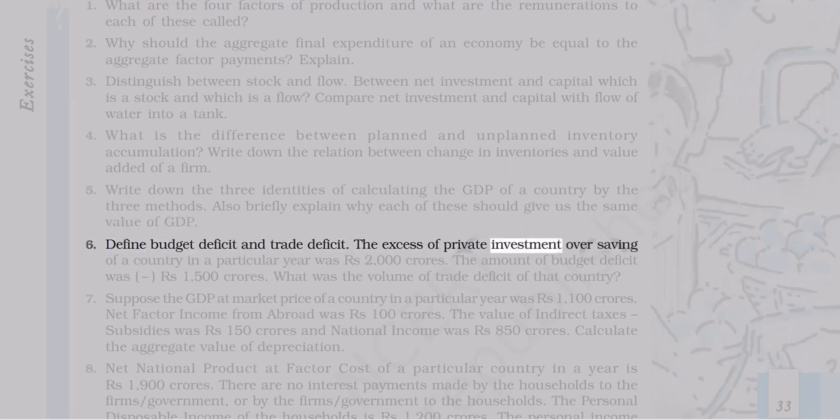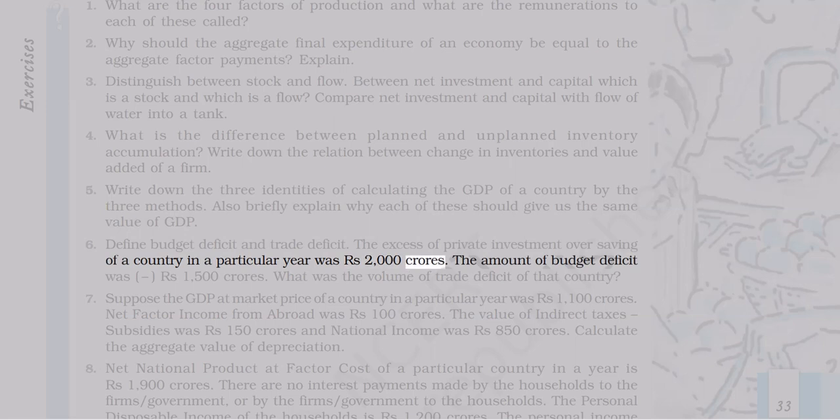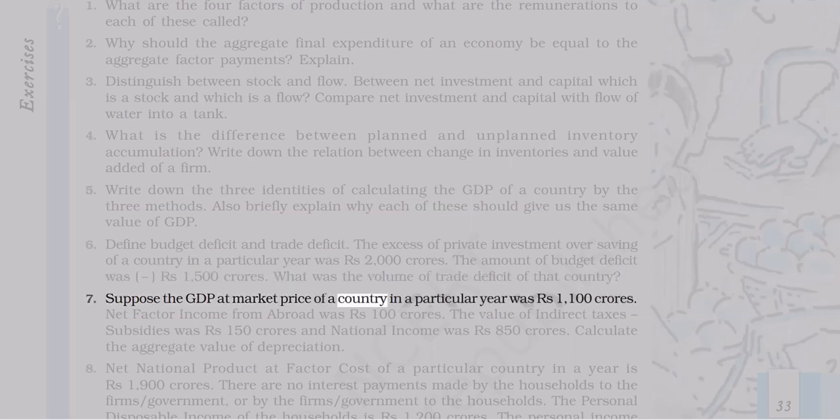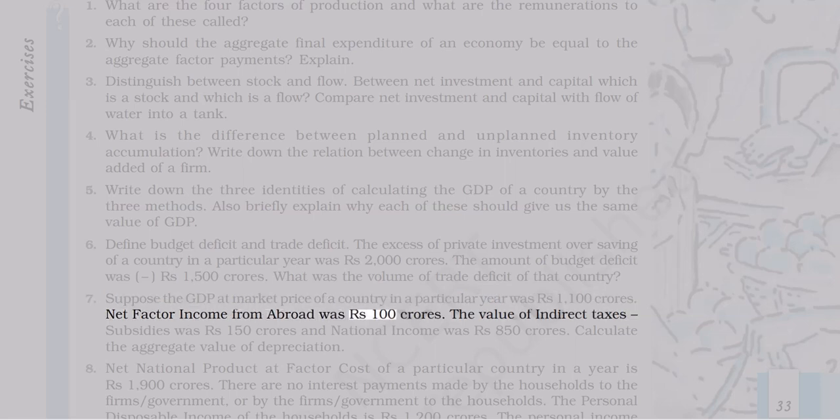The excess of private investment over saving of a country in a particular year was 2,000 rupees crores. The amount of budget deficit was 1,500 rupees crores. What was the volume of trade deficit of that country? 7. Suppose the GDP at market price of a country in a particular year was 1,100 rupees crores. Net factor income from abroad was 100 rupees crores. The value of indirect taxes less subsidies was 150 rupees crores and national income was 850 rupees crores. Calculate the aggregate value of depreciation.